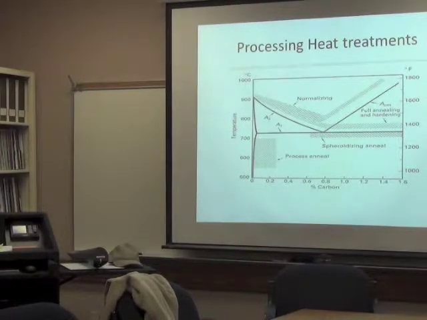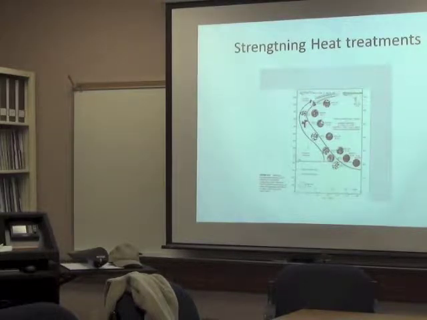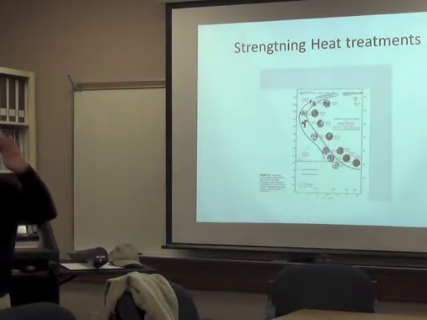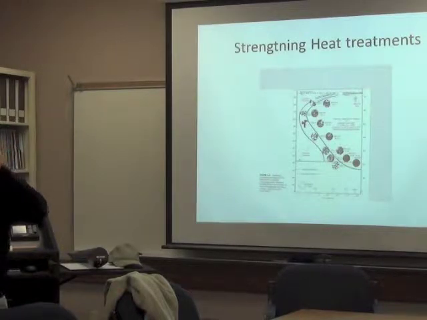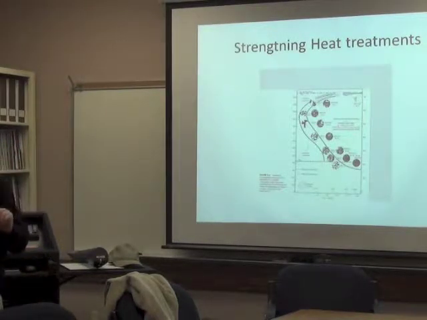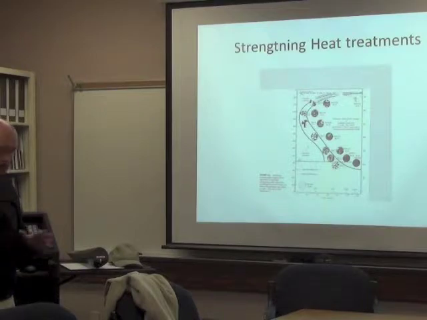Okay. Then here you see actually a diagram. They call this the TTT diagram, time temperature transformation diagrams. This is what they use for strengthening heat treatments. Remember, what was the difference between a strengthening heat treatment and a processing heat treatment? How it was cooled. Yes, how it was cooled, exactly.